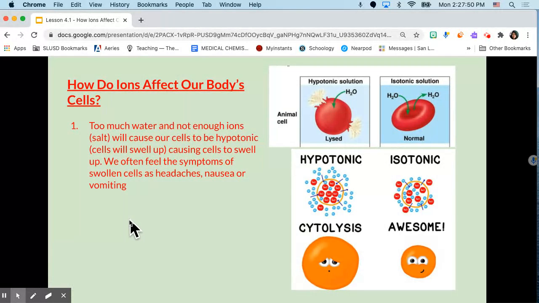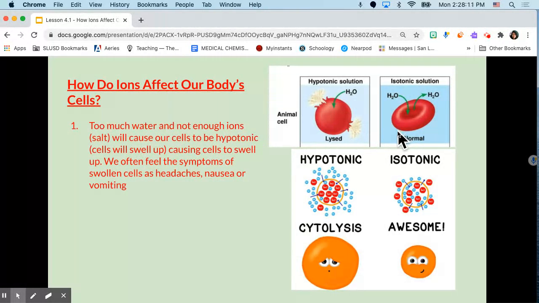So now let's talk about the 3 ways that ions affect our body cells, right? We're going to talk about 3 different scenarios. In this first scenario, we're going to talk about what happens if we drink too much water and we don't have enough ions or salts, right?